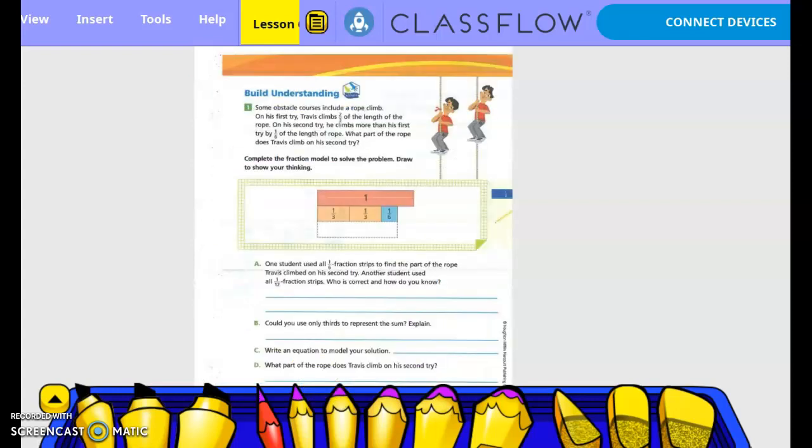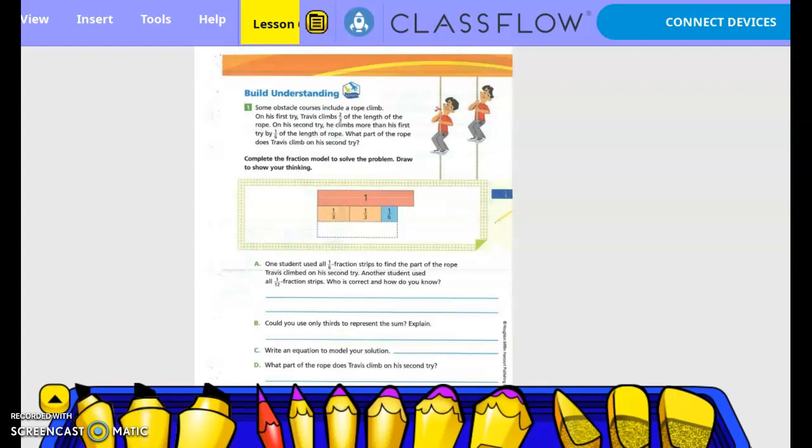Build understanding. Some obstacle courses include a rope climb. On his first try, Travis climbs 2/3 of the length of the rope. On his second try, he climbs more than his first try by 1/6 of the length of the rope. What part of the rope does Travis climb on his second try? Okay, or by his second one.